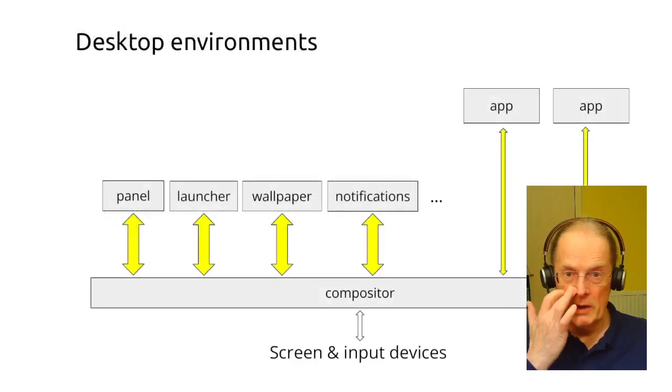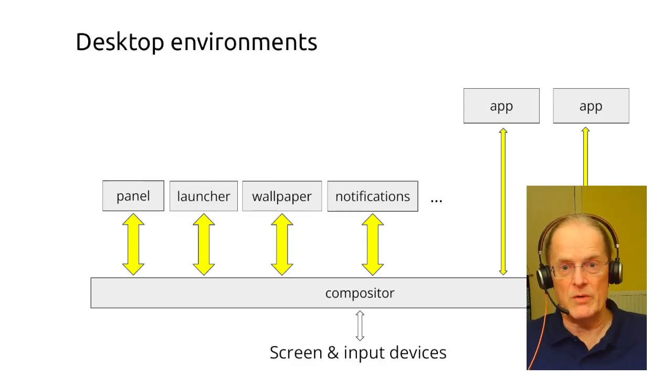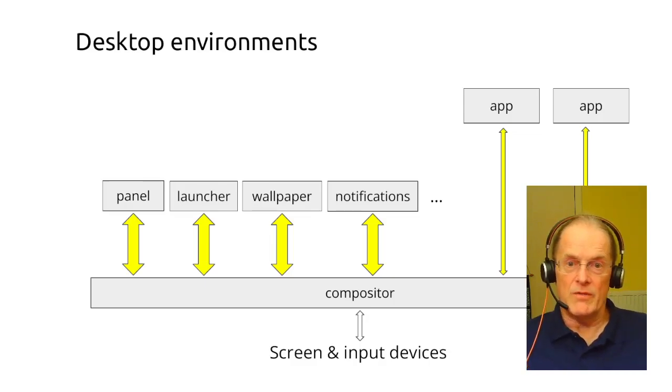So here's an example of the way things are fitting together. Your input devices, keyboards, mice, etc., and your screens are driven by the compositor. They need some close integration with the desktop specific components such as panels and wallpaper, and the apps have a much less intimate relationship and talk across a normal Wayland set of protocols.